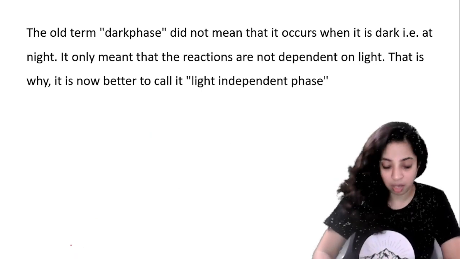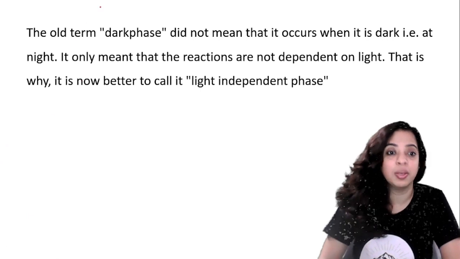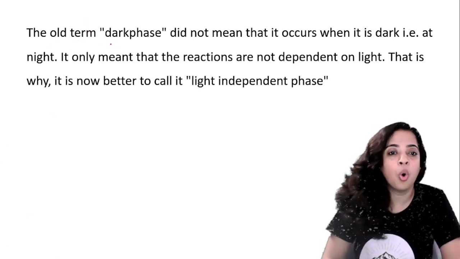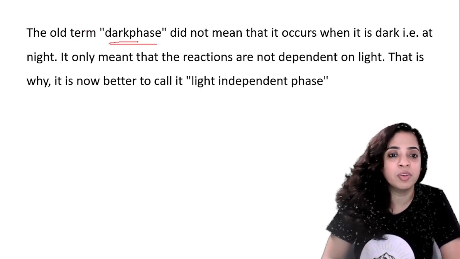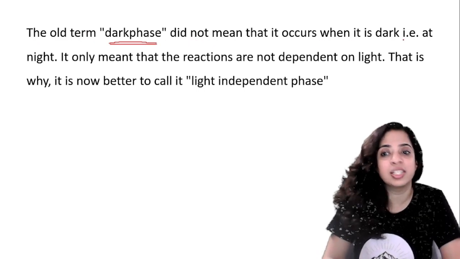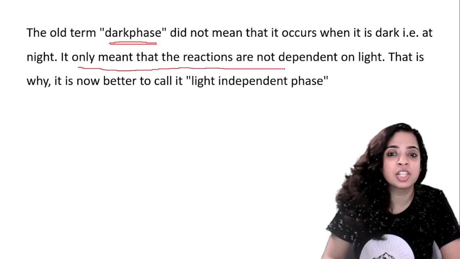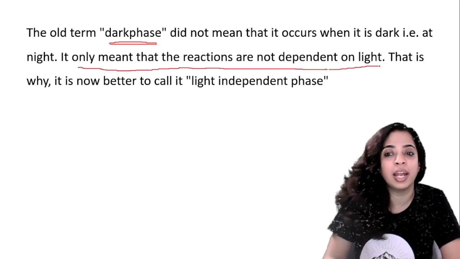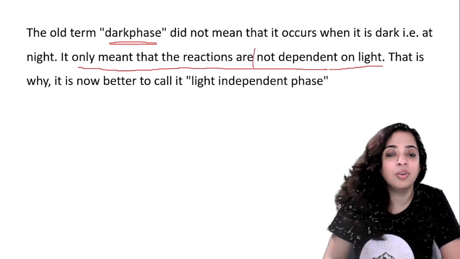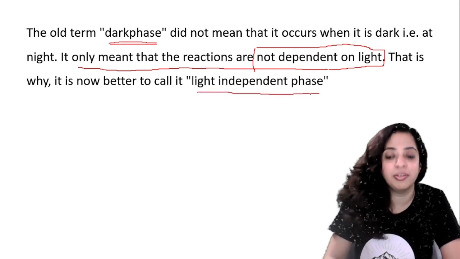Now let's come on to the dark reaction, dark phase. The second type, light independent. The old term dark phase, previously we used to call it as dark phase, but it did not mean that it occurs when it is dark, that is at night. It only meant that the reactions are not dependent on light. It can happen without light also. That is why it is now better to call it as light independent phase.